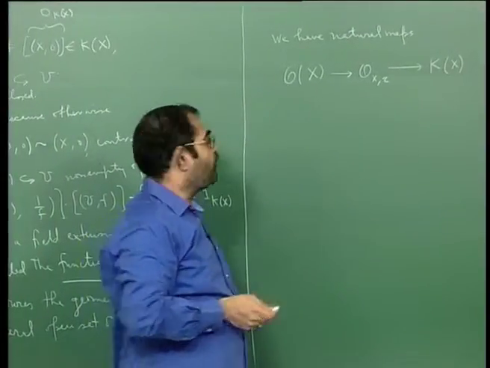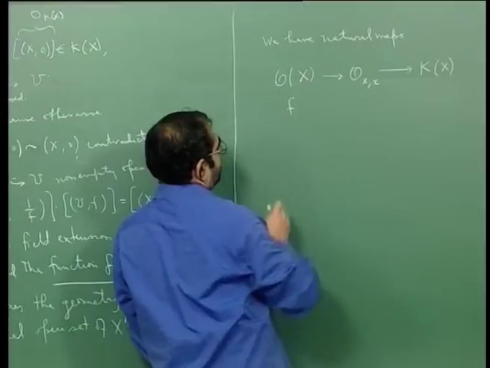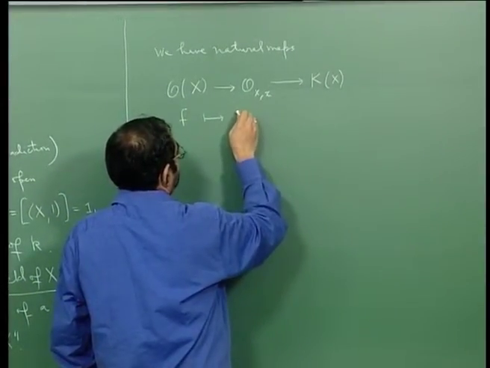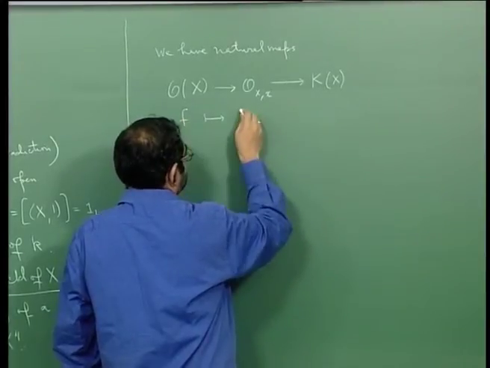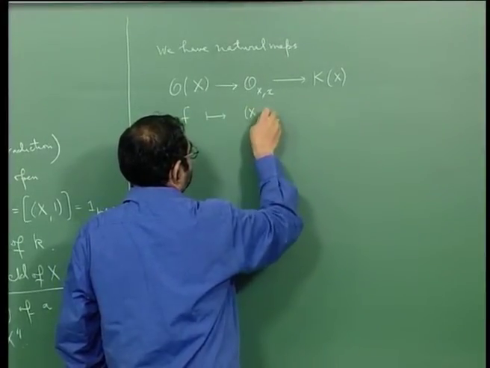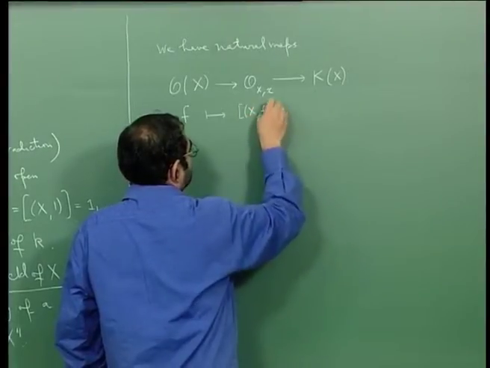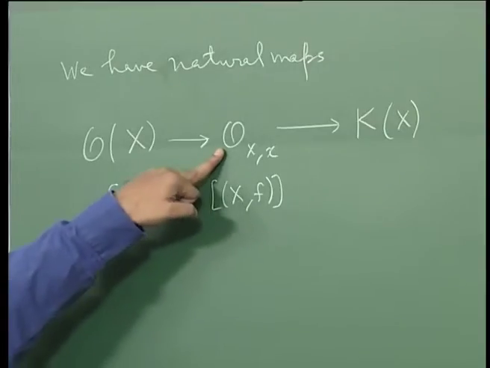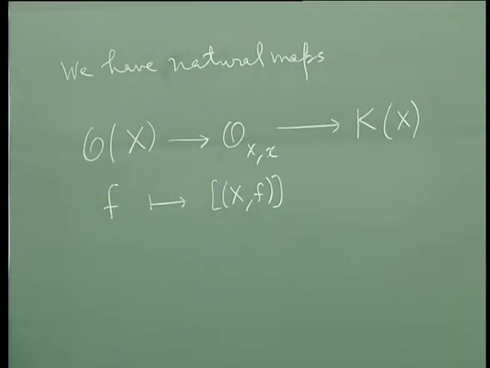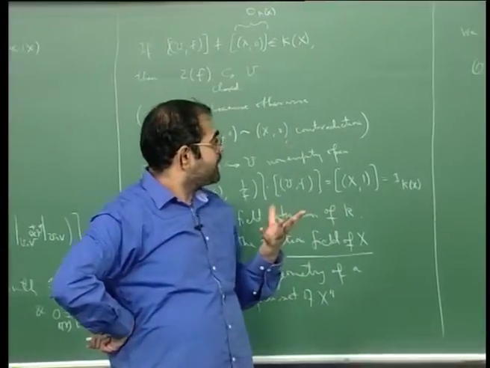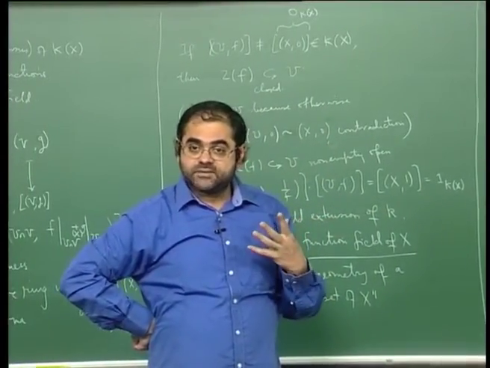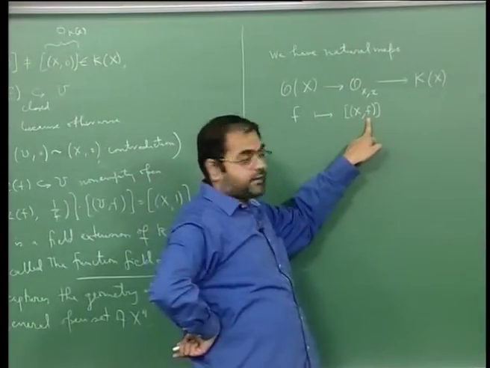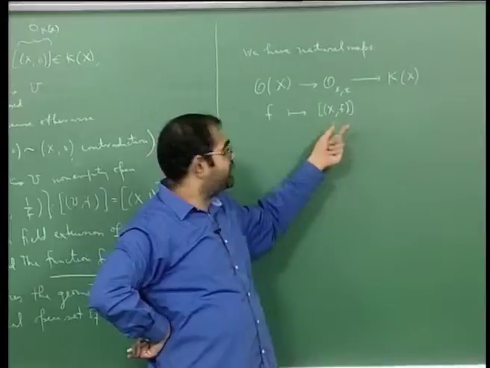Okay, there are maps like this. So what is this map? Let f be a regular function on X. You just send it to the pair U, f. Since f is a regular function on X, I have the pair U, f, and its equivalence class will give me an element of the local ring at this point x, because the elements of the local ring at a point are simply germs of regular functions defined on a neighborhood of the point. Since f is a global regular function, it is also a regular function at that point, so I can take its germ.